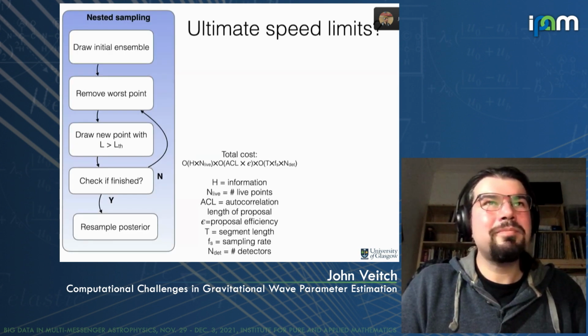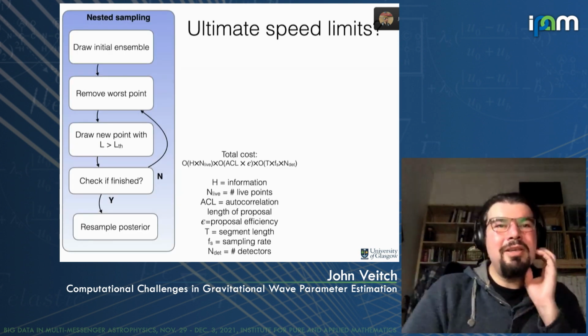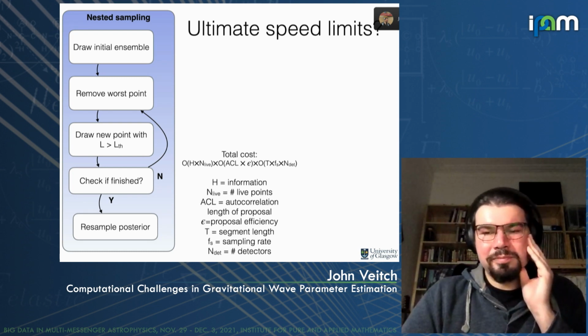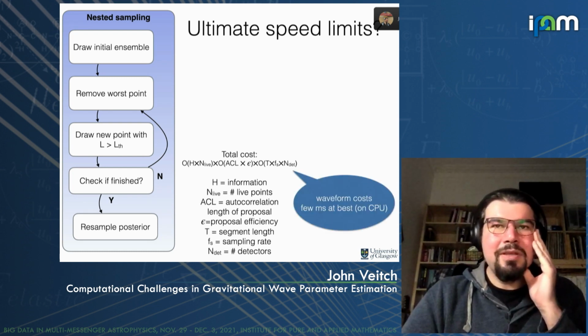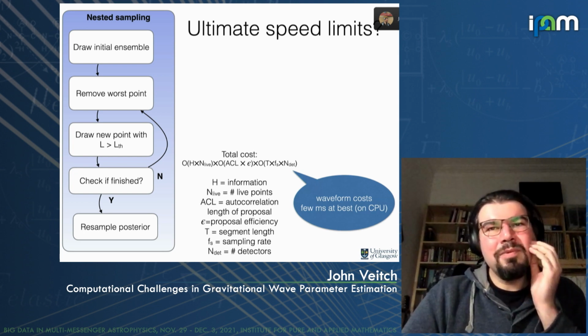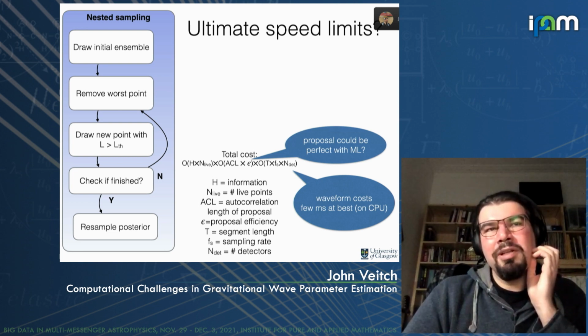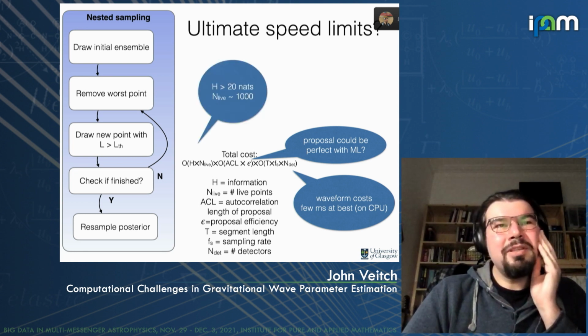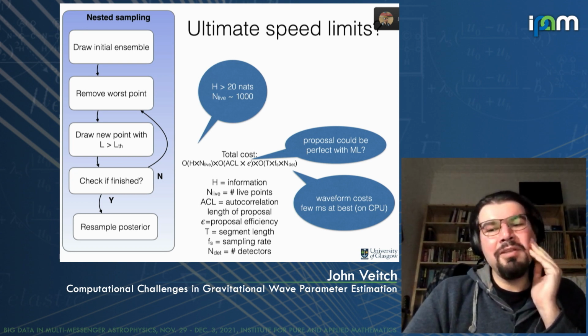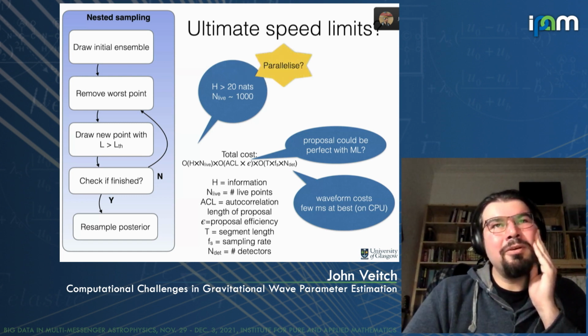Finish up by asking, what are the ultimate speed limits for gravitational wave parameter estimation? So I put down here that the waveform costs a few milliseconds. If the proposal is perfect, and autocorrelation length times efficiency is just 1, then you can factor that out. But there's this issue on the left about the number of live points and the information content in the data. So that's where we're looking to go next: parallelizing the outer layer of the algorithm a bit more so that we can spread things out even faster.